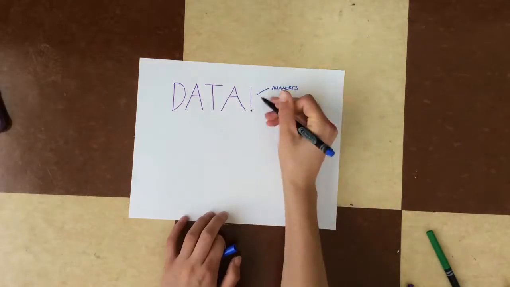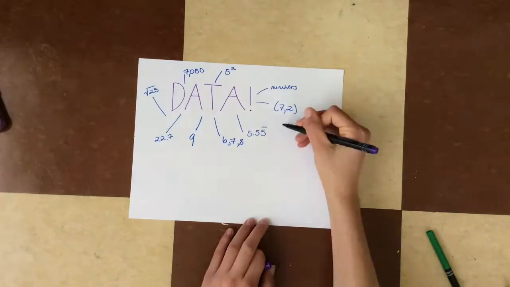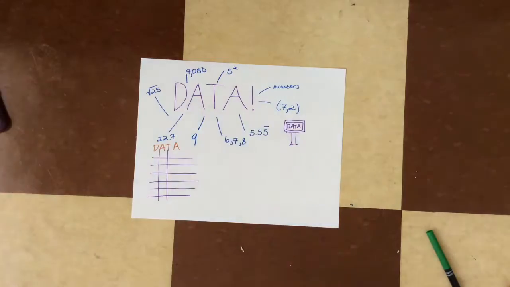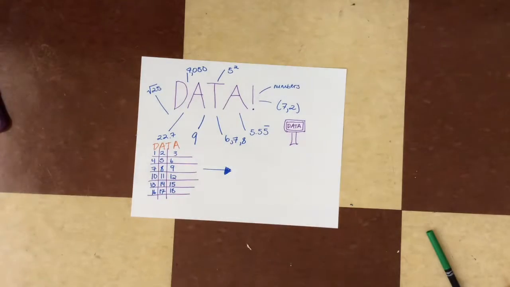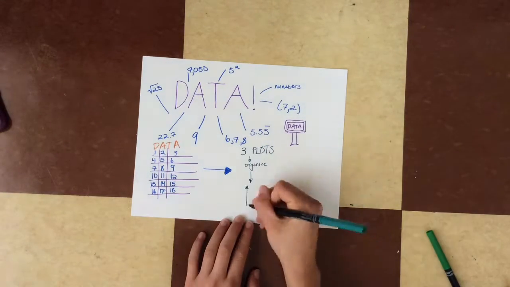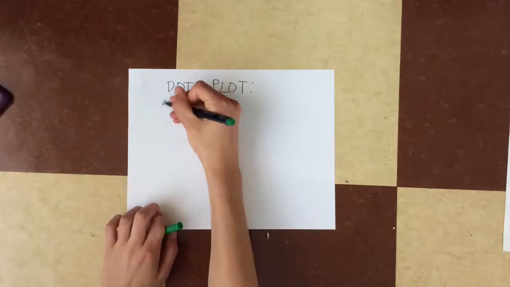In the world of math, there are numbers constantly being released and organized. This constant stream of information is called data, and it is one of the forms of math that can greatly impact our daily lives. Data can be organized into many different kinds of plots.